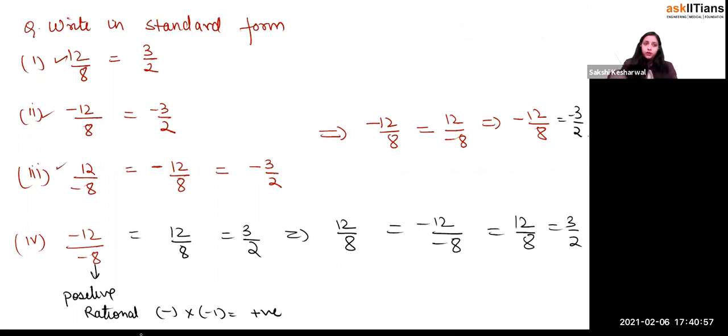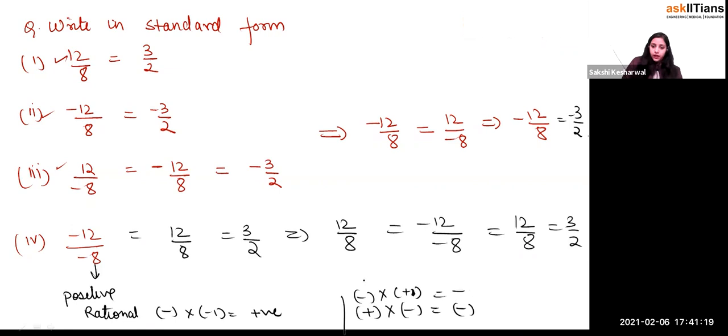We will be learning this when we do algebra, then I'll be teaching you why negative into negative is positive. But yes, negative into negative is positive, positive into negative is negative, negative into positive is negative, and positive into positive is again positive, right? So over here this is positive, so positive into negative is negative. This is how you get the answer over here, right?